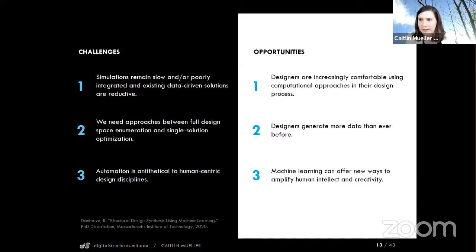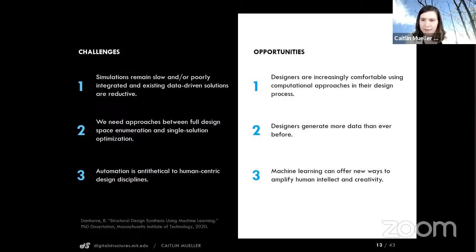So a lot of my work recently has focused on these challenges and the related opportunities. That simulations are really useful in early stage design, but a lot of times they're too slow or too reductive. We need approaches between full design space enumeration, like what I just showed, and single solution optimization. We need to find ways to encourage this balance. And we don't want a fully automated design process. That's really a non-starter in architectural design for a variety of practical and conceptual reasons. At the same time, designers are becoming more comfortable using computation in design processes, as we're seeing more and more each year.